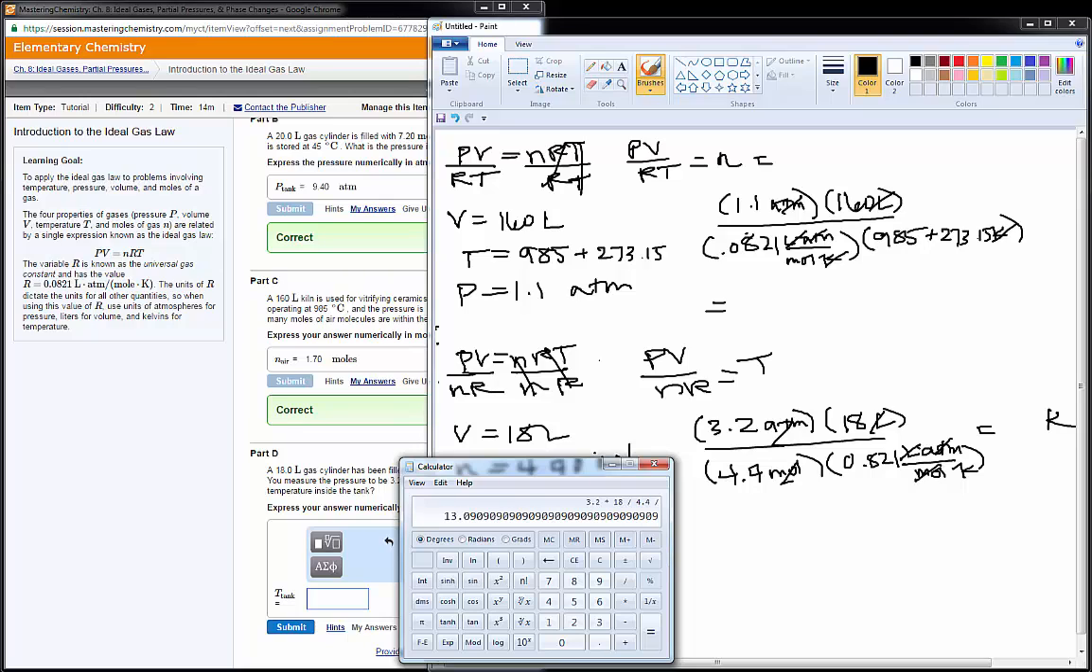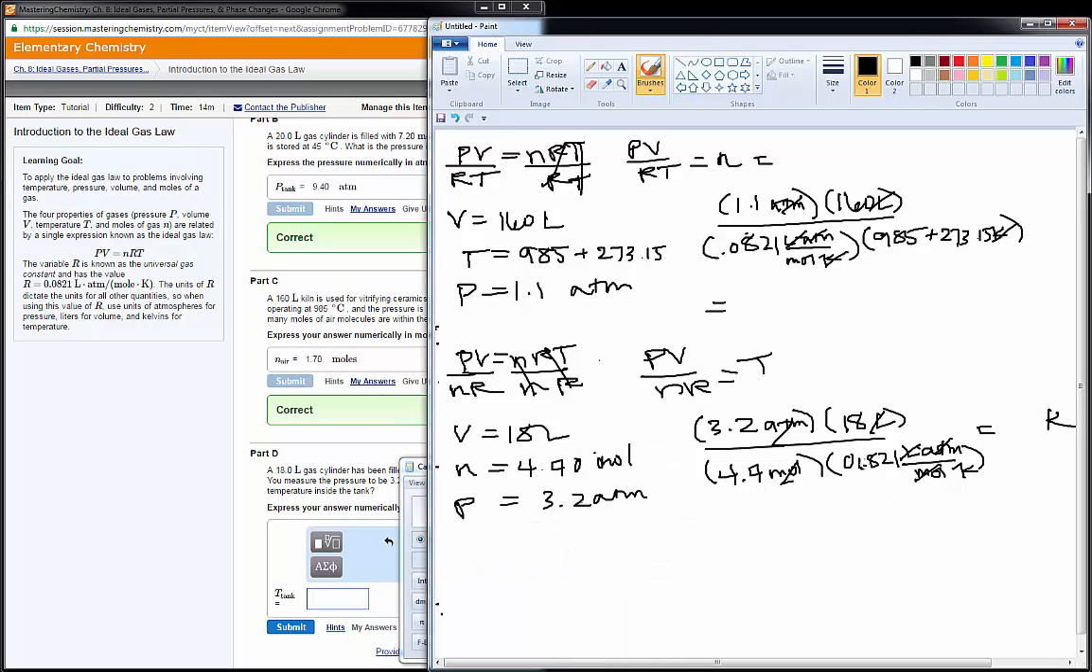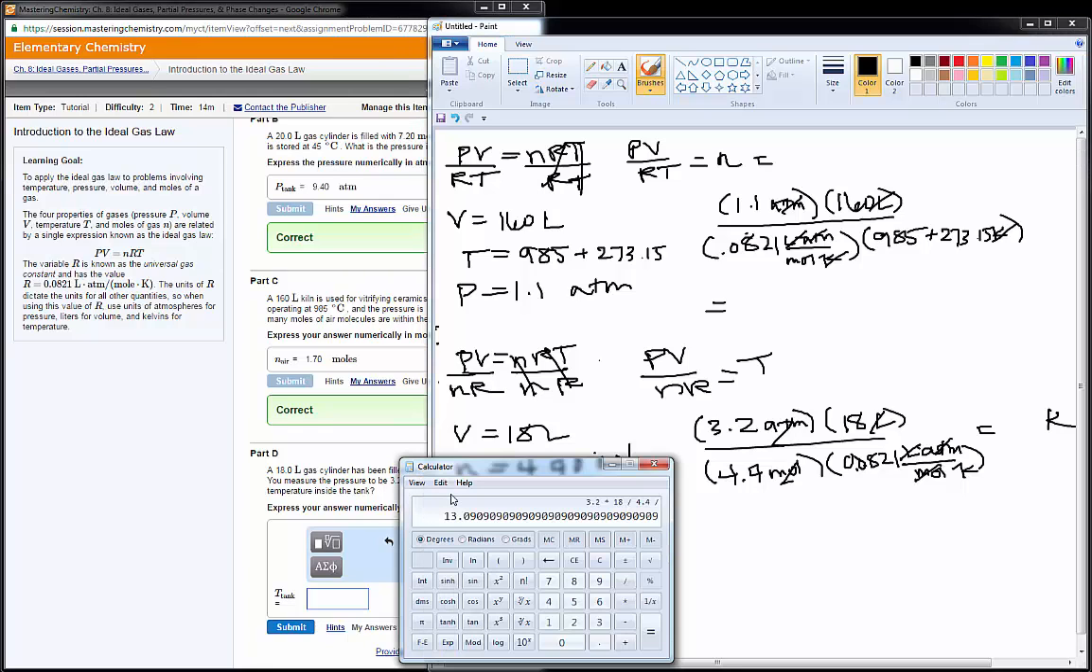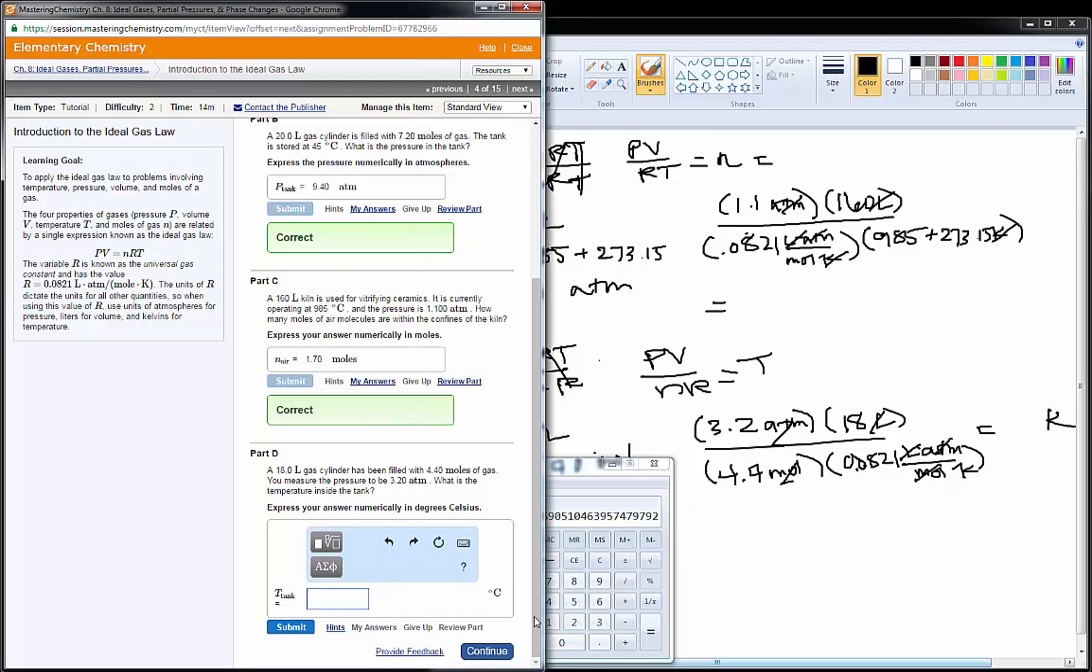Oh, and be ever so careful when you're transcribing the R value, which I give you so you don't have to memorize it: it's 0.0821. That was a mistake. It's almost off by a factor of 10. So I need to divide by 0.0821, and that gives me the Kelvin temperature of this cylinder. Now they want Celsius. Of course they do.